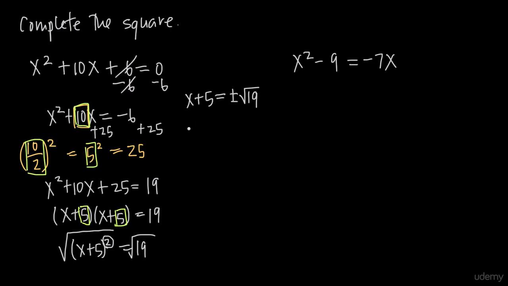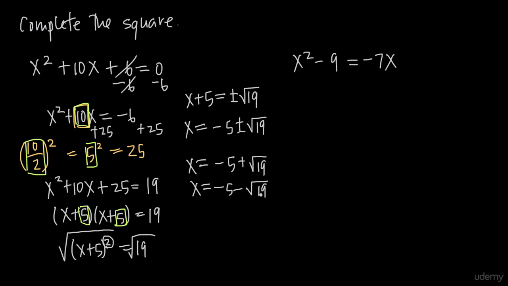Now we just subtract 5 from both sides to solve for x. So we get x is equal to negative 5 plus or minus square root 19. So these are the solutions to our trinomial equation here. If we want to write them out separately, we can say x is equal to negative 5 plus square root of 19, and x is equal to negative 5 minus square root of 19. These are our two solutions.